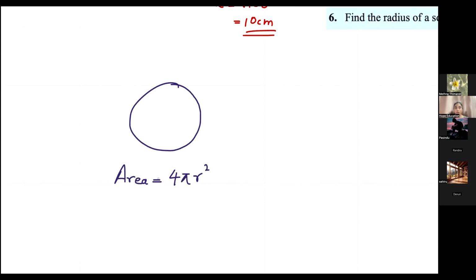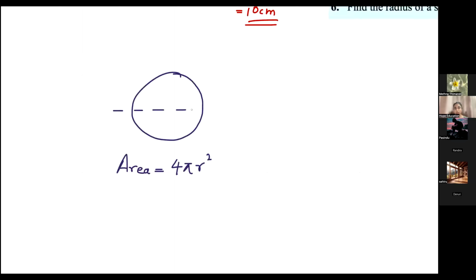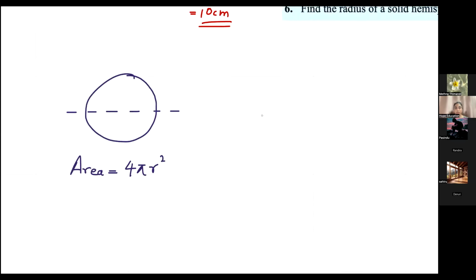Now we are talking about half of a sphere, right? Half of a sphere would be something like this. Now what is the surface area? So we know that if you take a full sphere, this whole thing is 4 pi r squared. Now if you take this, what we have here is half of that. This is half of that, so that would be half of 4 pi r squared.